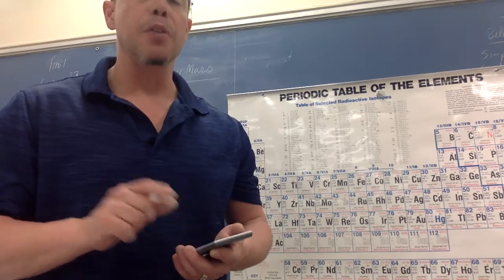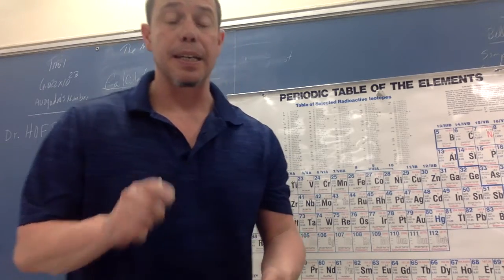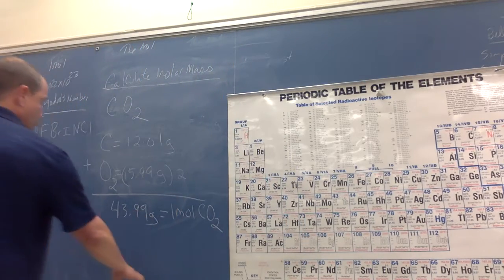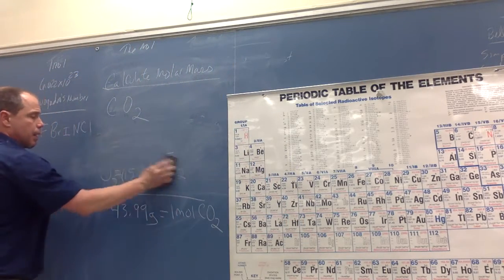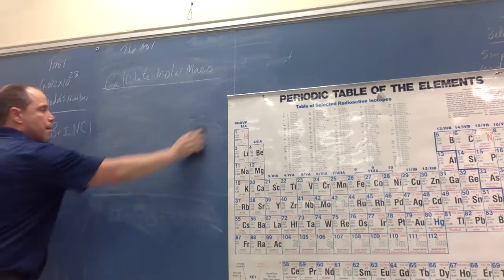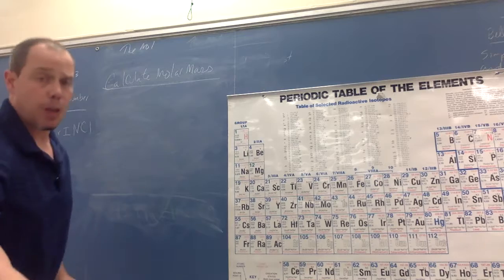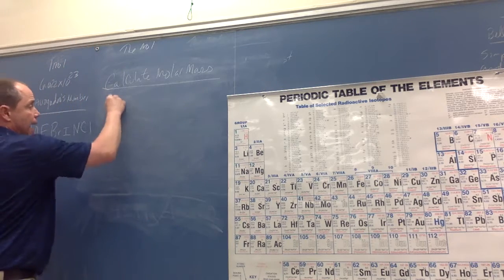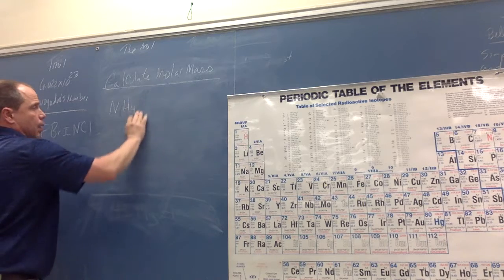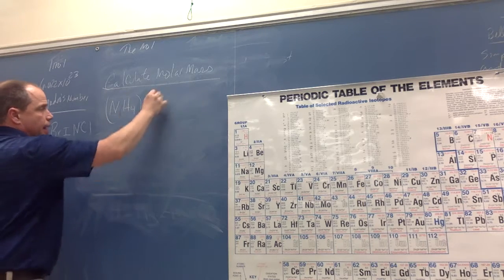Let's do another molar mass for a compound that's a little bit more tricky, okay? Let's try good old ammonium phosphate. So let's take a look at ammonium phosphate. Ammonium phosphate is (NH4)3PO4.